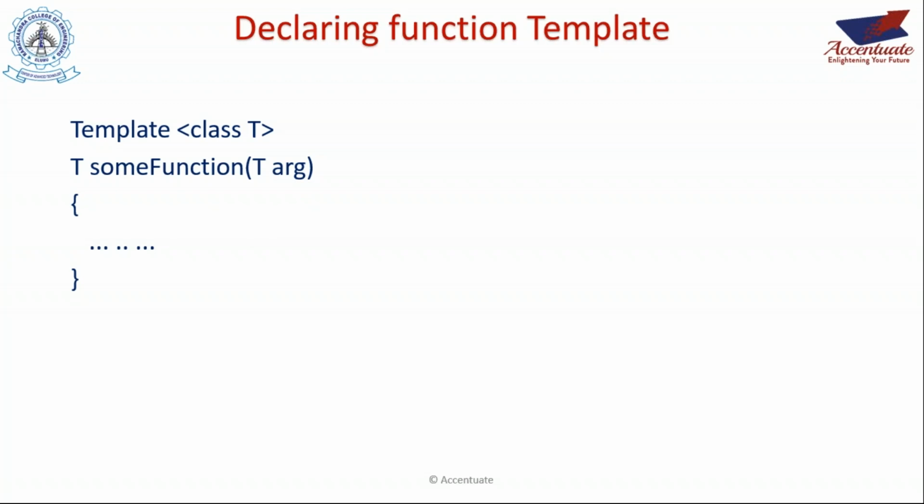T is a template argument that accepts different data types, something like int, float, char, double, string, and anything. And class is literally a keyword. So you can use the keyword typename instead of class in this particular syntax. So when an argument of a data type is passed to some function, the compiler generates a new version of the same function for the given data type.